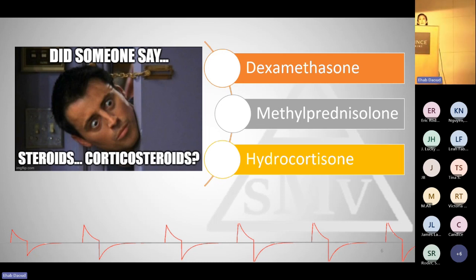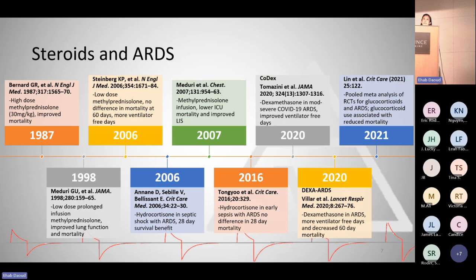When you think about steroids and ARDS, it's usually these 3 players: dexamethasone, methylprednisolone, and some of the studies look at hydrocortisone, and those are the sepsis studies. This is a timeline of the history of steroids. It's truncated, and I just gave you the biggest studies out there. It just helped mold what we do today.